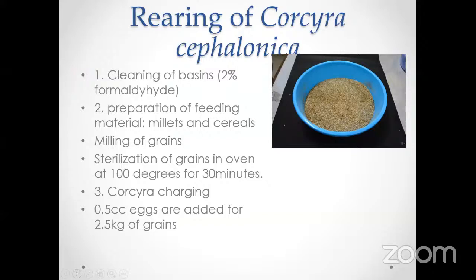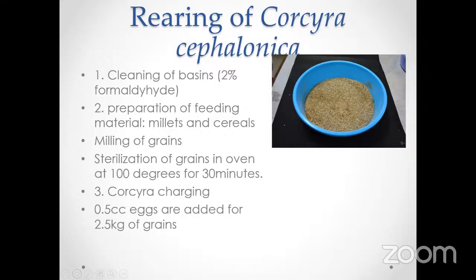So here for mass production of these, we can use any unused containers like plastic buckets, plastic tubs. In that one, we need to take the feeding material. Depending on the availability of the grain and cost, we can select any millets and cereals for growing of this Corcyra. For that, we need to sterilize the grain to reduce the moisture levels because we need to wait for 45 to 90 days for adult emergence and for collection of adults.